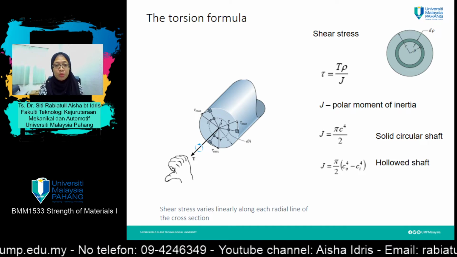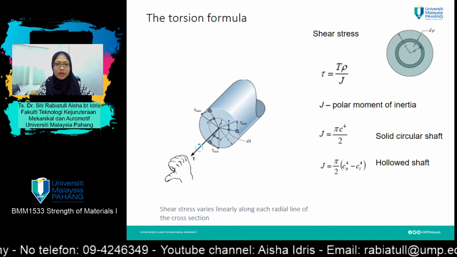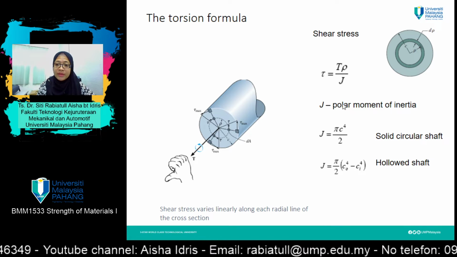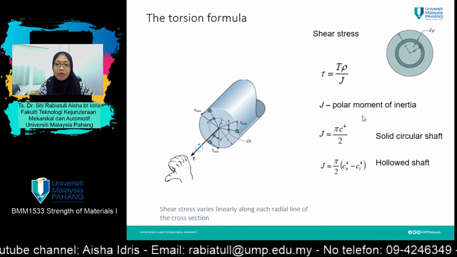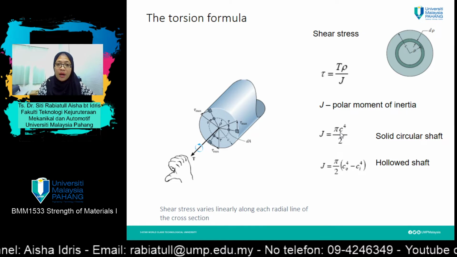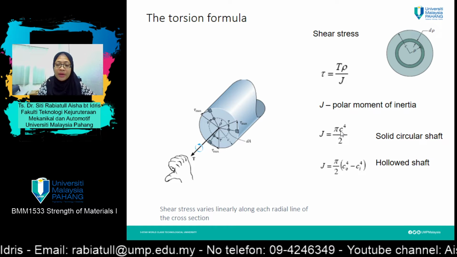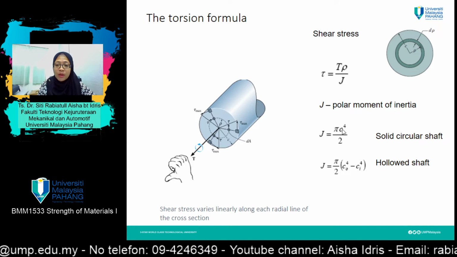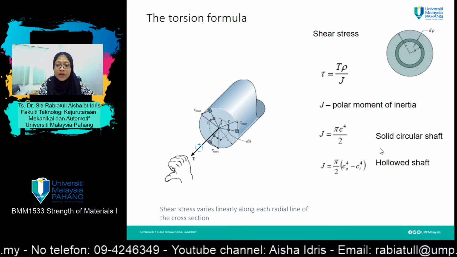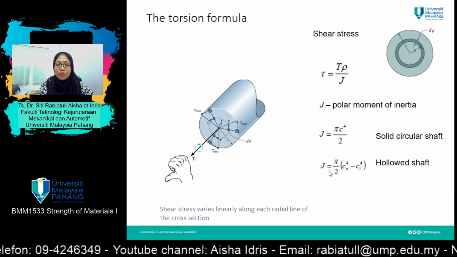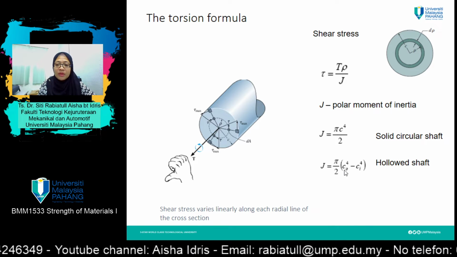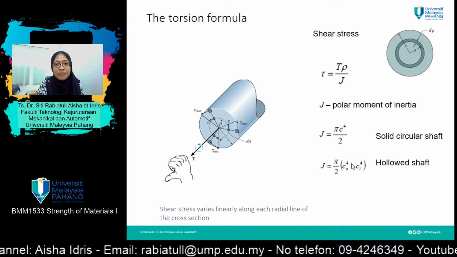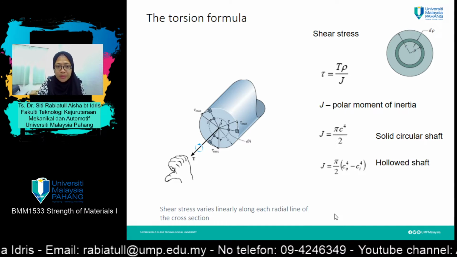So by right, for torsion, the formula that you need to know and remember is tau equals TR over J. J represents the polar moment of inertia. C or R is the radius for circular members. J equals pi R to the power of 4 divided by 2 for a solid circular shaft. And for a hollow shaft, J equals pi over 2 times R outer to the power of 4 minus R inner to the power of 4. So all these formulas need to be remembered.